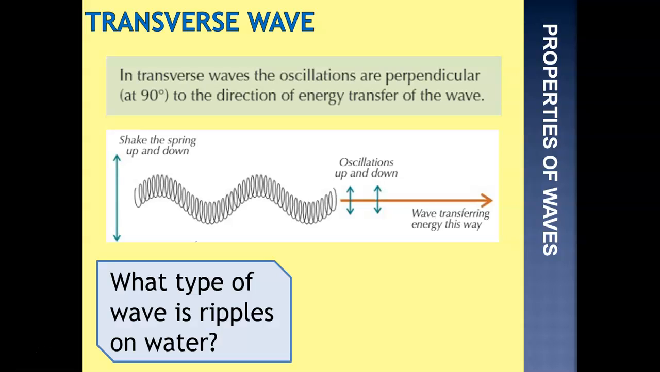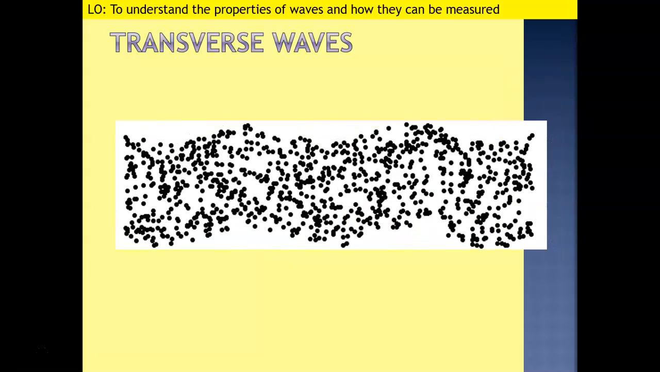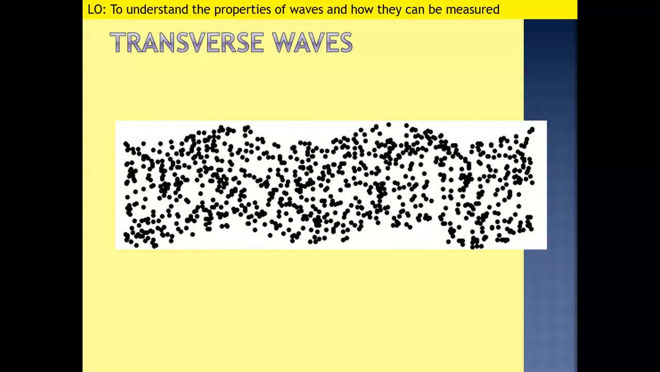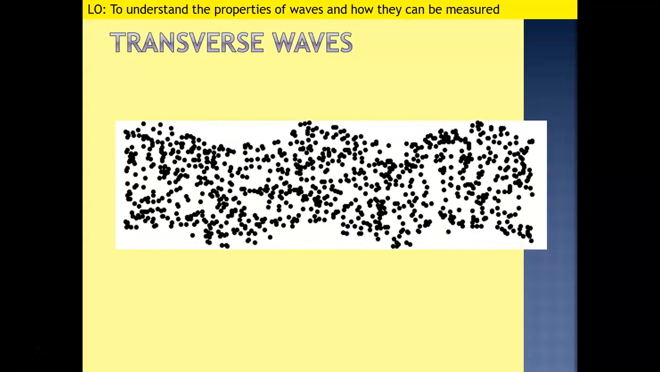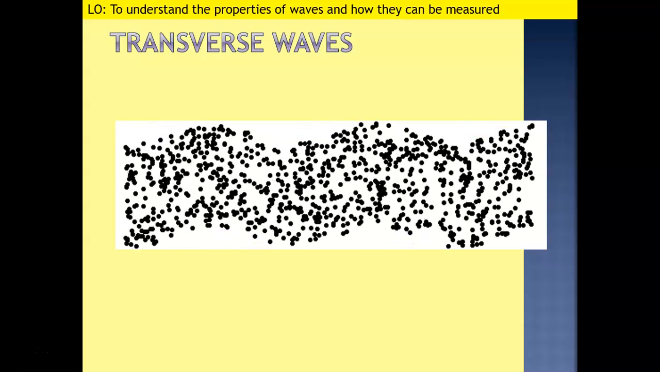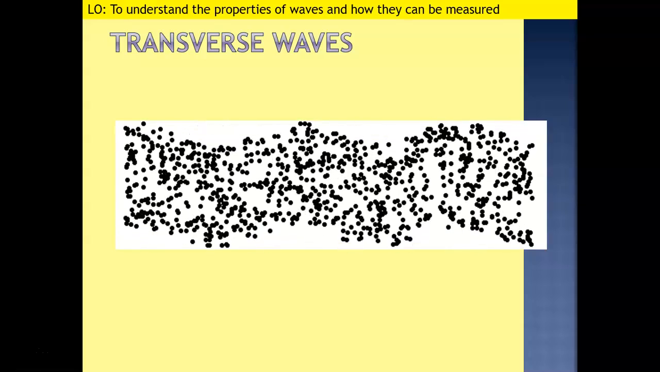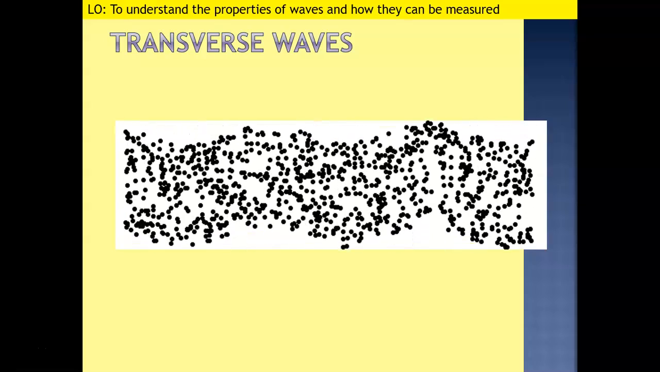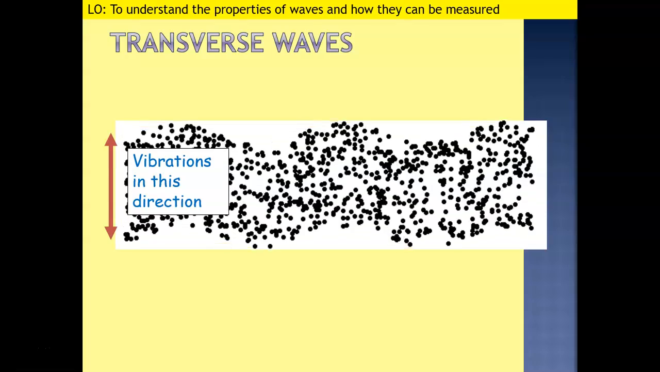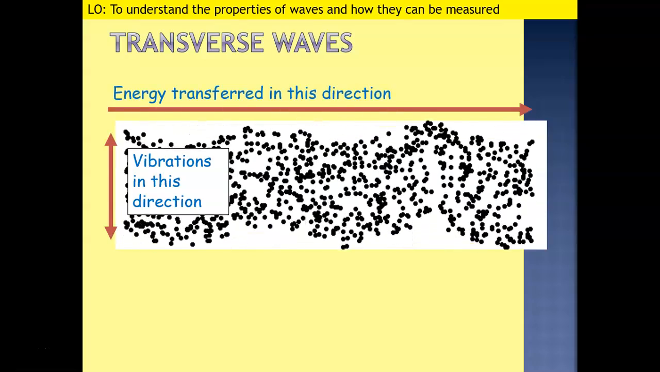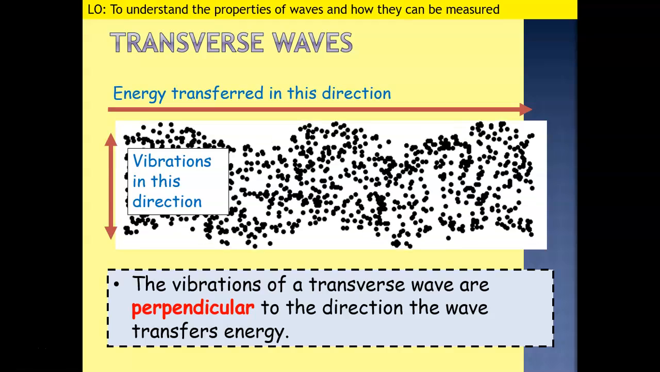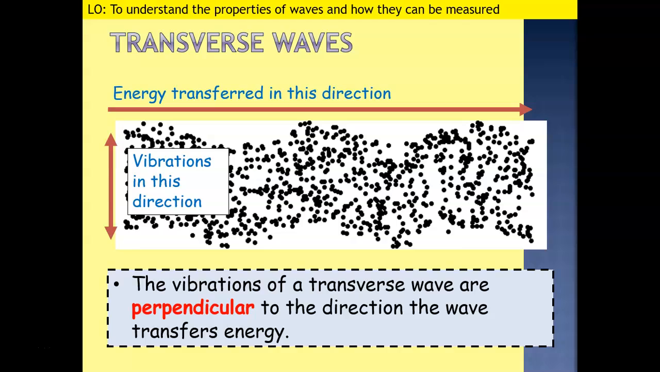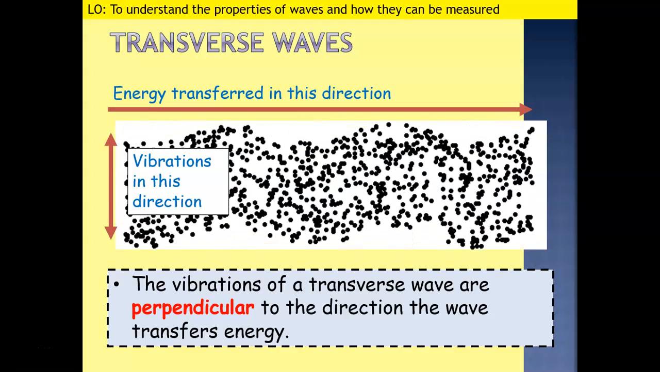So what type of wave is ripples on water? It's this type of wave. It is a transverse wave. If we can see there, if you focus on one of those particles, you can see that it doesn't move from side to side, it only moves up and down. But the wave itself is moving from side to side, it's moving towards the right. Particles themselves move up and down. So again, it makes this explanation proper. The vibrations are up and down, energy transferred in that direction. The vibrations of a transverse wave are perpendicular to the direction the wave transfers energy. Pause the video, copy that definition down.